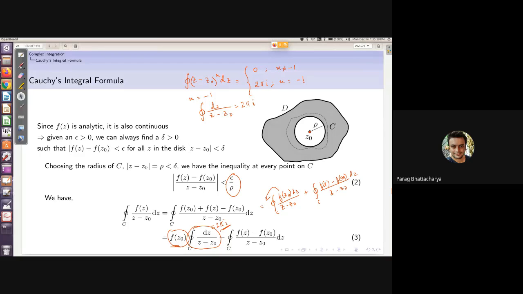What is left for us to show is that this second integral will go towards 0 as epsilon tends towards 0. If we can show that this integral goes to 0 as epsilon tends to 0, then we have proved the Cauchy integral formula. Is that clear? Because if the second term goes to 0, what will be left behind is only 2 pi I into f of z naught. Is this clear?